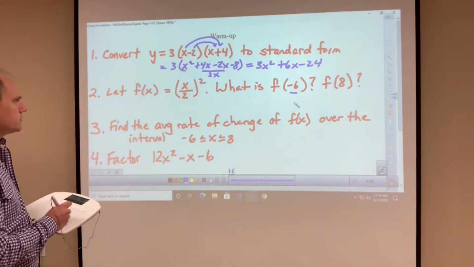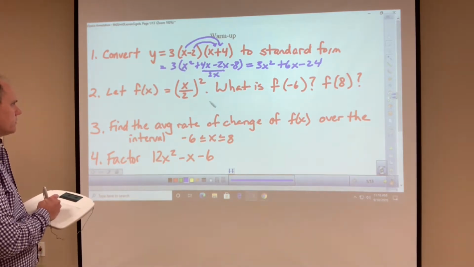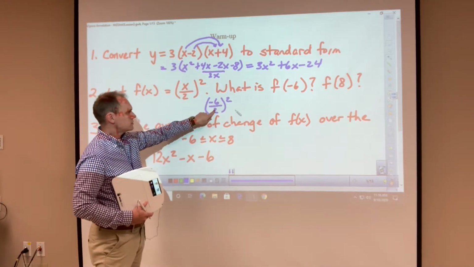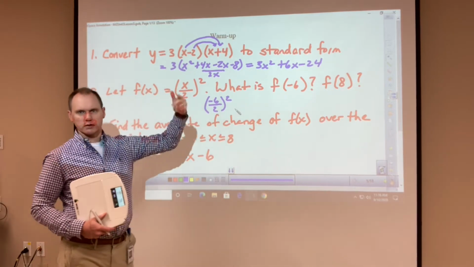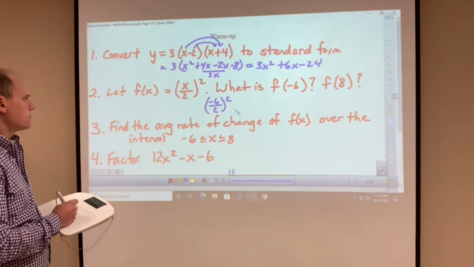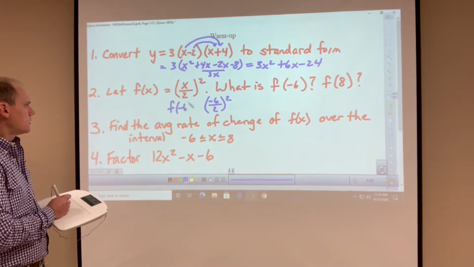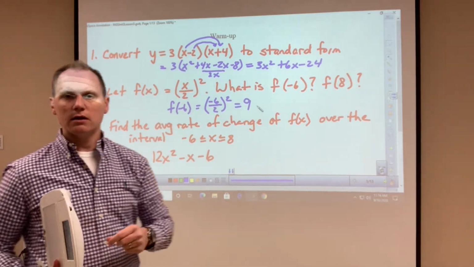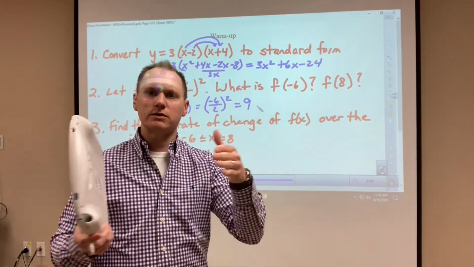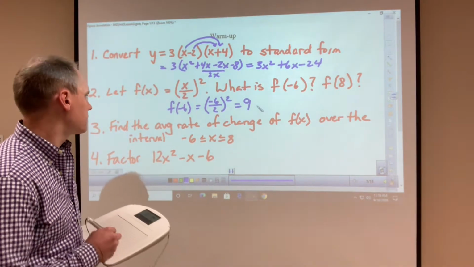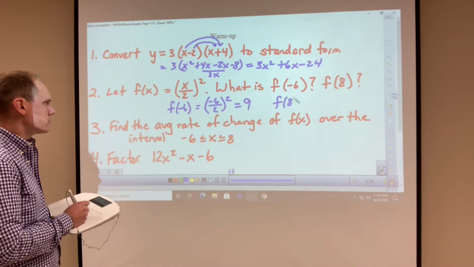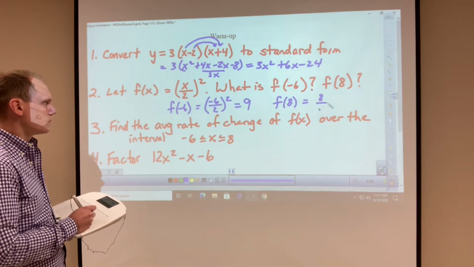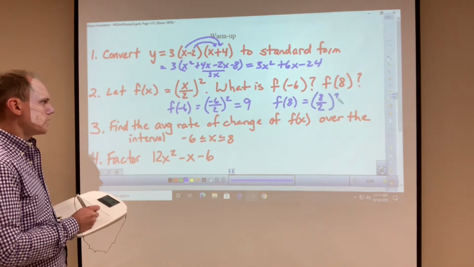So if we substitute negative 6 in, we're going to have negative 6 divided by 2, squared. So we're going to divide by 2 first, and then do the parentheses, so then we're going to square. So negative 6 divided by 2 is negative 3. Negative 3 squared is 9, right? Negative 3 squared, in parentheses there, will be negative 3 times itself. So negative 3 times negative 3 is a positive 9. Whereas if we do f of 8, that's going to be 8 divided by 2, squared. 8 divided by 2 is 4.